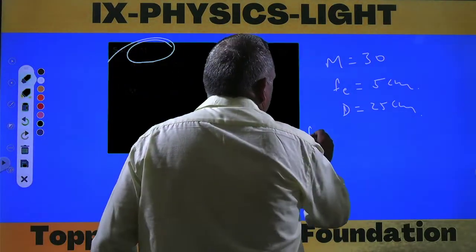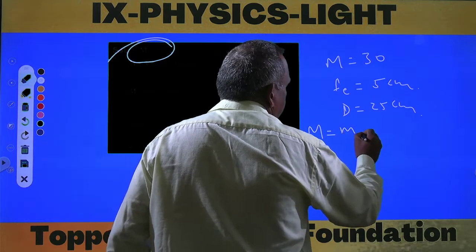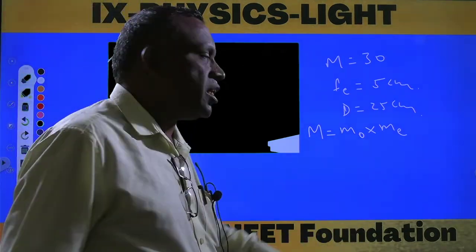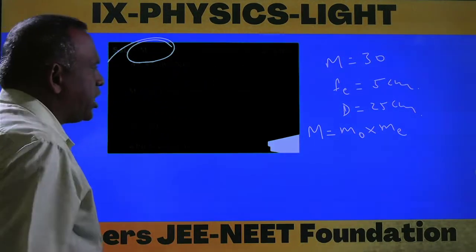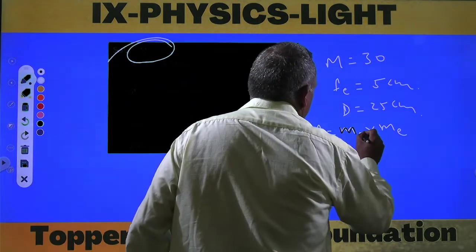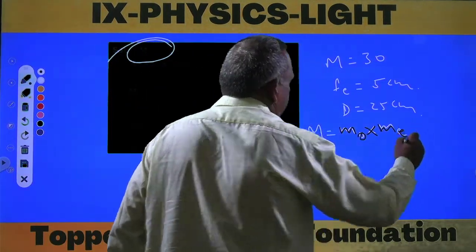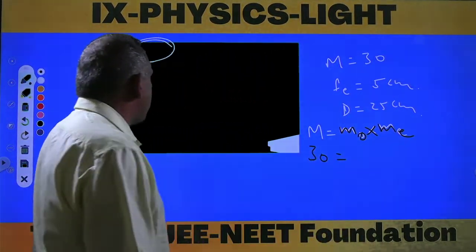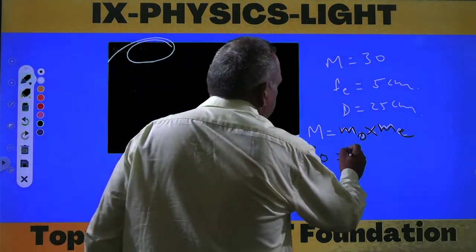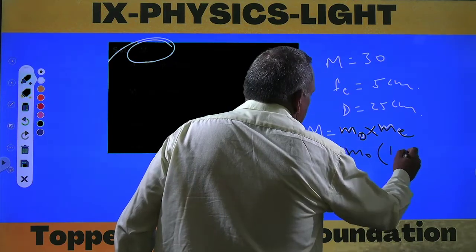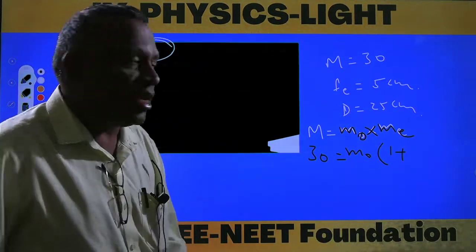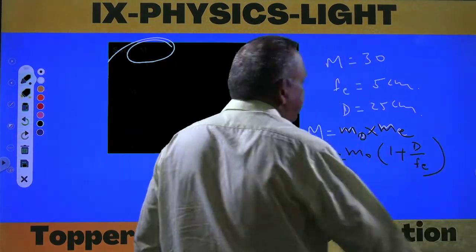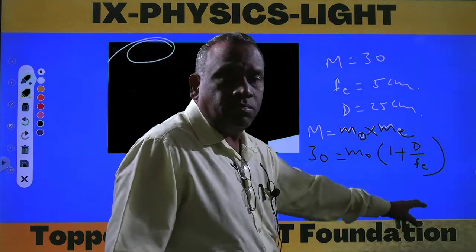So the magnifying power is equal to the magnification of the objective lens times the magnification of the eye lens. The magnifying power is given as 30, so that equals the magnification of the objective lens, which you have to find, times the magnification of the eye lens. The magnification of the eye lens is 1 plus d by f, where d is the least distance of vision.